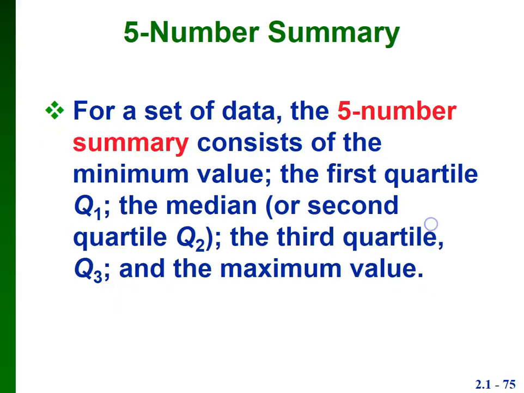When we talk about the 5-number summary, this is actually really simple. It's just a list of 5 numbers. It includes the minimum value in the data, the first quartile, the median, the third quartile, and the maximum value.